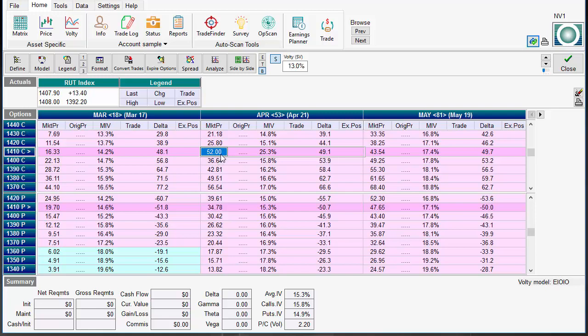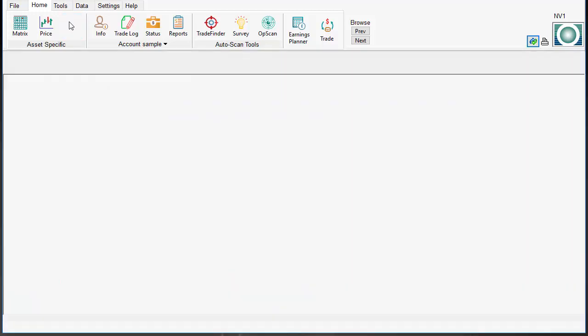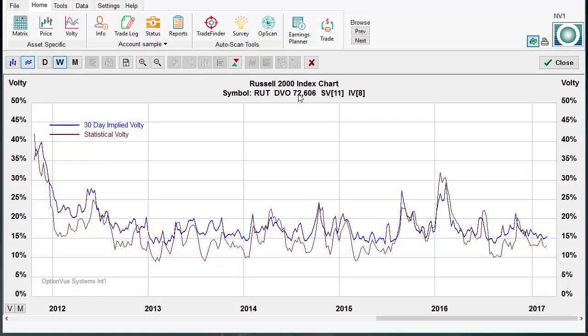But just a quick way to know if you're in low or high volatility is you look at a price chart that represents the implied volatility. So for Russell, it's RVX. For SPX, it's VIX. And you look and see if you're in a period of low vol or high vol.